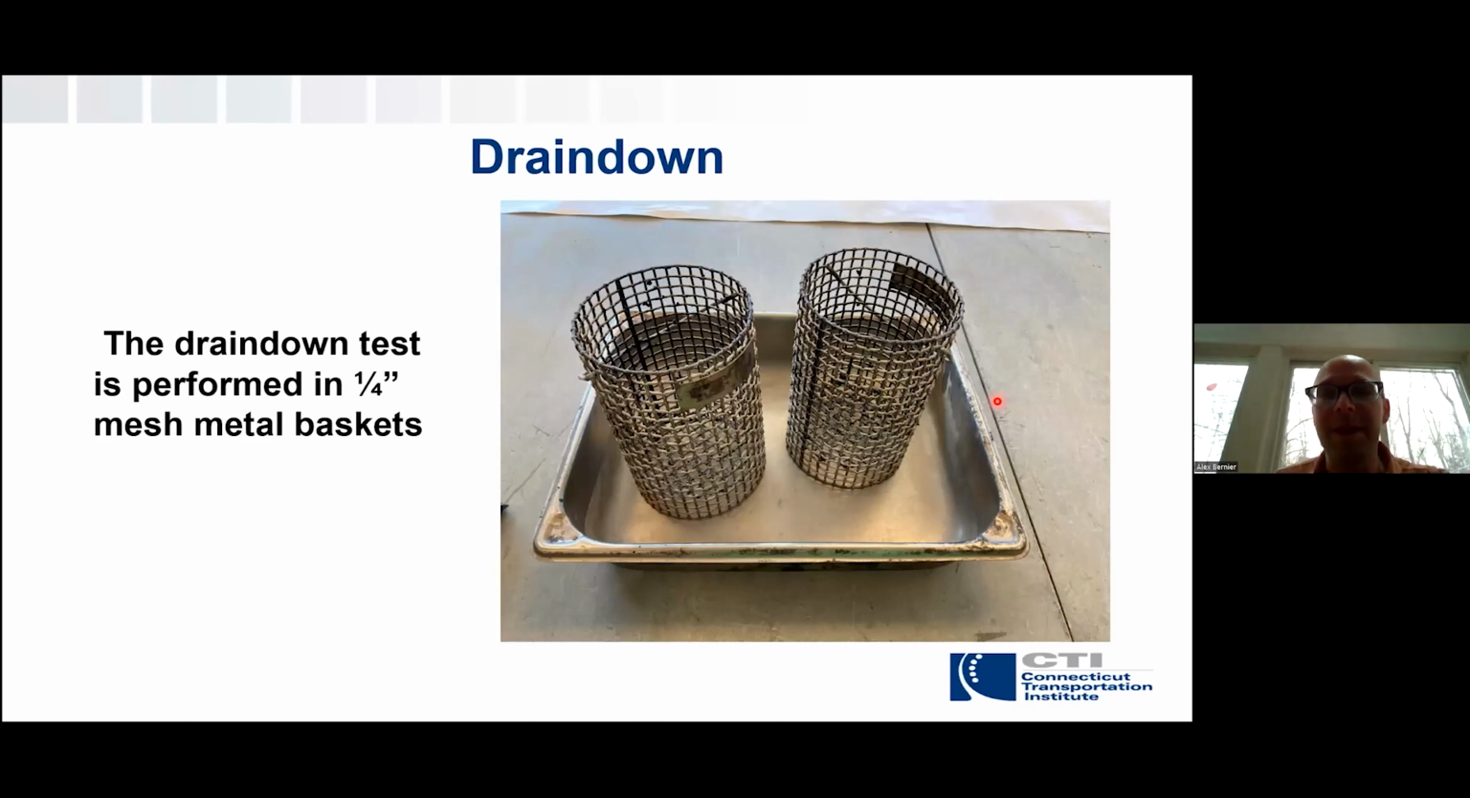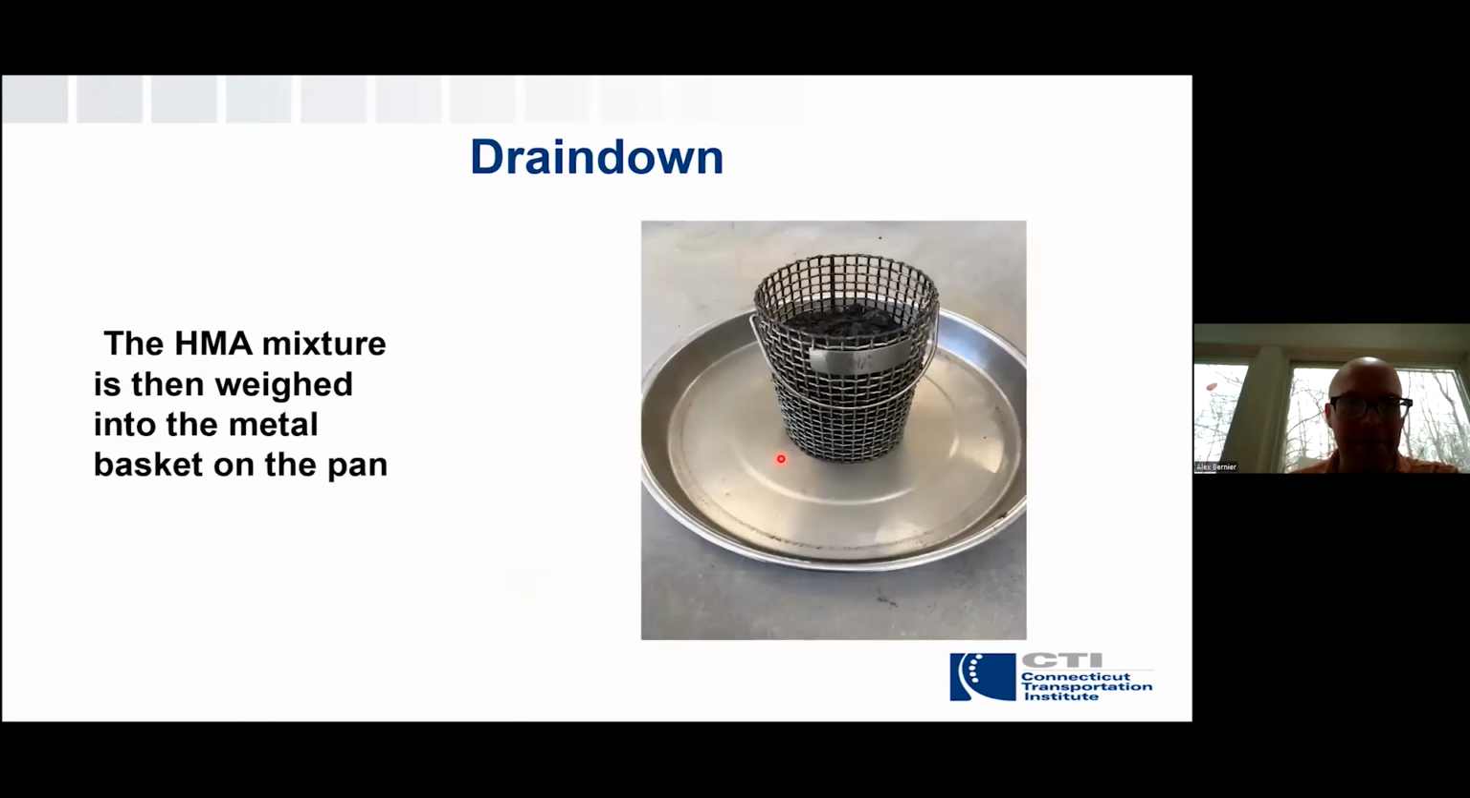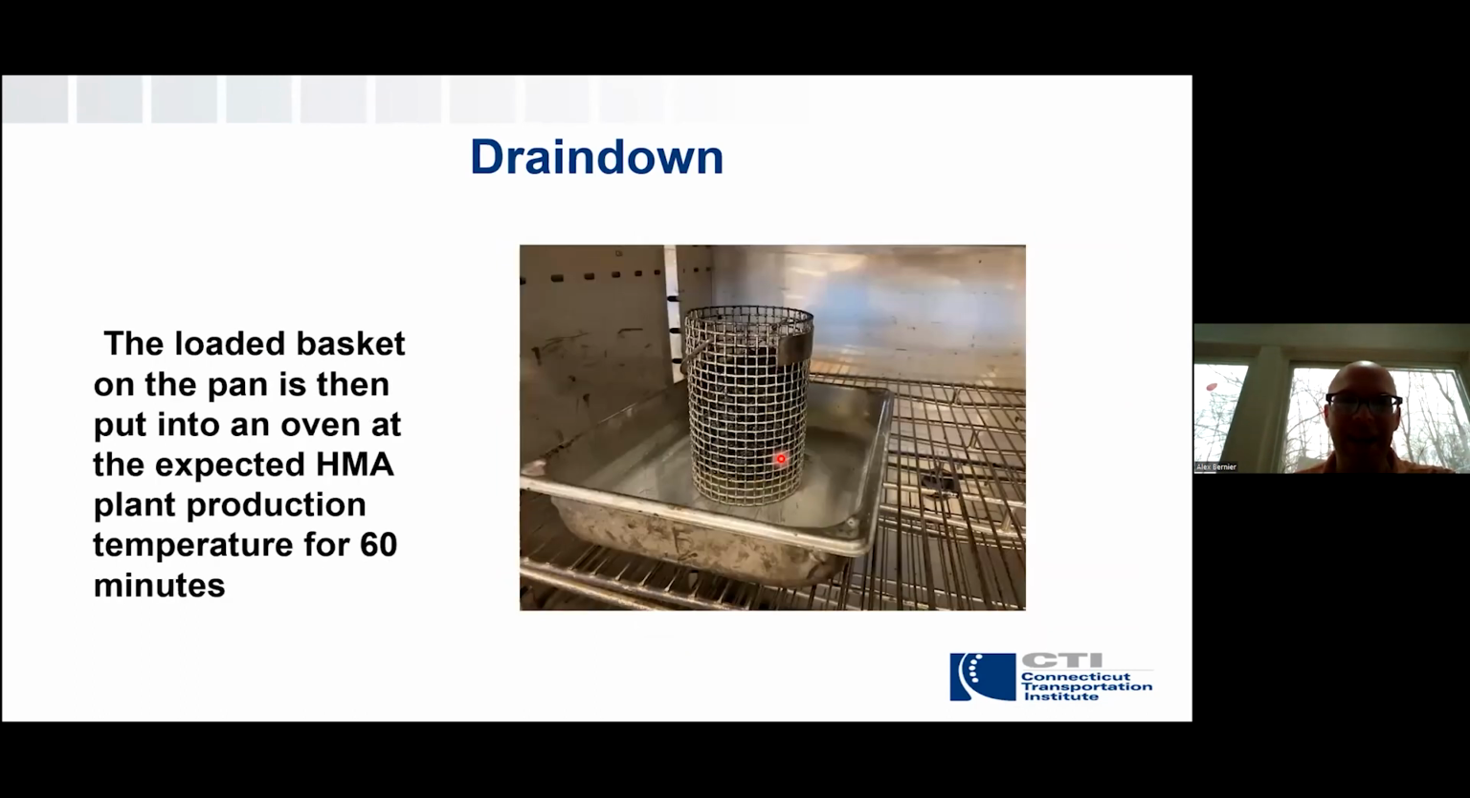The test itself is pretty straightforward. We've got these mesh baskets, right? Lots of mesh today between the ignition oven and the drain down test. So here we've got 1/4 inch mesh baskets. We're going to fabricate our mix, or it could be plant produced and we sampled it. Either way, most of the time this is done during the design process, so it's lab manufactured. We need an empty weight of these baskets and the pan. Then we're going to put our material in that basket in the pan, weigh it all together, and then load the basket into an oven for an hour or 60 minutes at that production temperature.